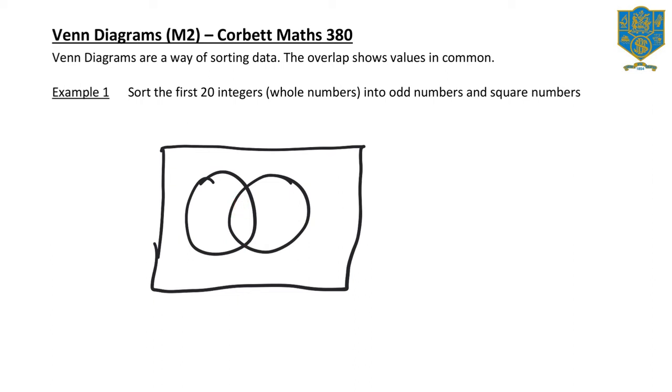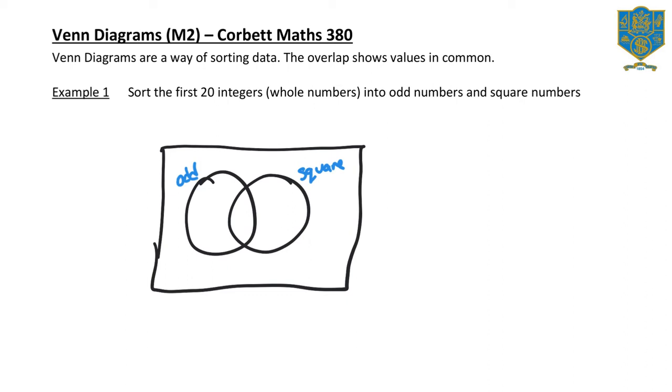So if we're trying to sort the first 20 integers, so remember integer is a whole number, into the odds and square numbers. So the first circle is going to be odds and the second circle is going to be the square numbers. And everything outside will not be an odd number, and it will also not be a square number. And the overlap will all be the odd square numbers.